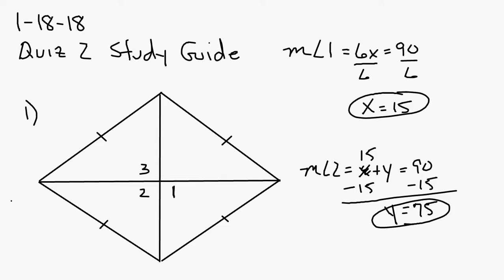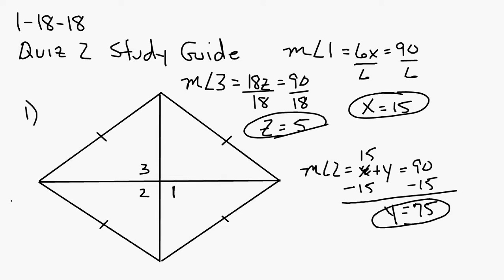The third angle, they tell you, is the measure of angle 3 is equal to 18z. So 18z is equal to 90 as well. If you divide those by 18, then z is equal to 5. So there are the three values of each variable. What is z equal to? 90 divided by 18.